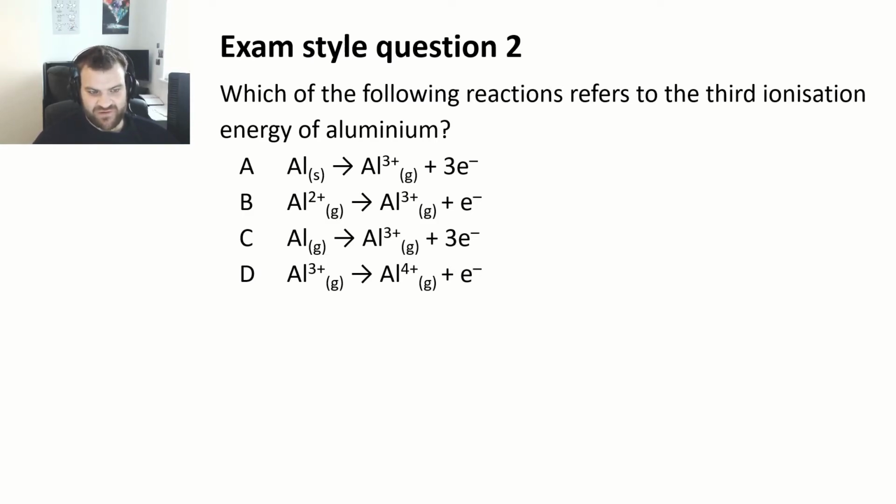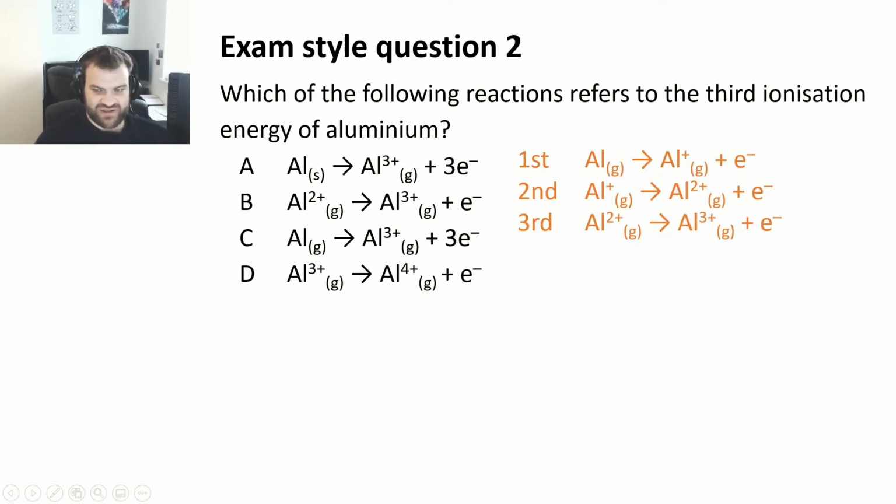The second type of question that they could ask you could be for a higher ionization, so in this case being the third. And if we go step by step, we can see that the first ionization energy would be Al going to Al plus, the second one from Al plus to Al2 plus, and then the third, which we care about, Al2 plus going to Al3 plus, which gives us our correct answer of B.